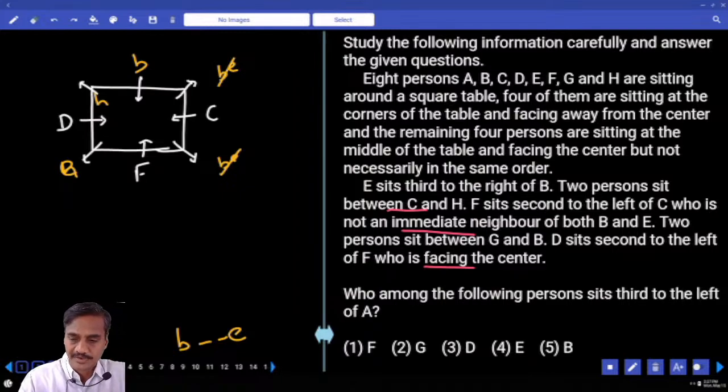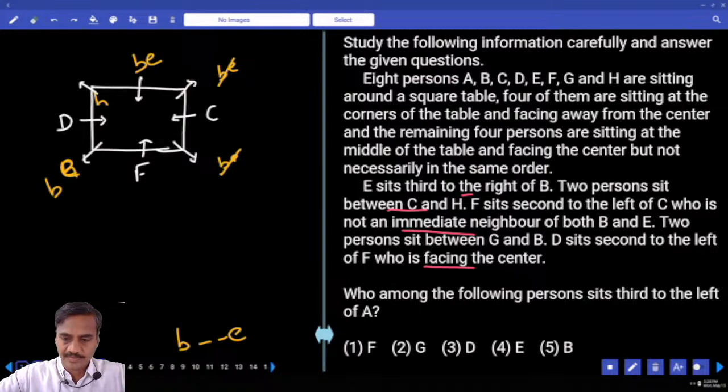Then, now in this one, E sits third to the right of B. B is here, E sits third to the right. Or if B is here, E sits third to the right. E is third to the right of B. Are you getting these 2 or not? Hence B and E can be at any one of these 2 places.